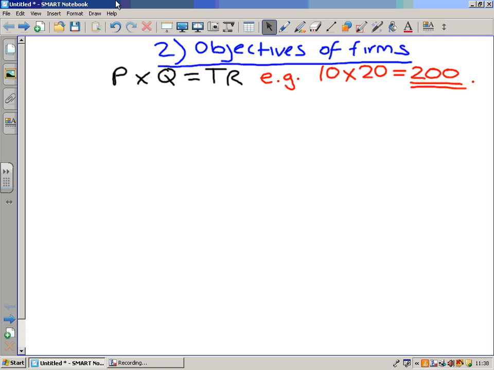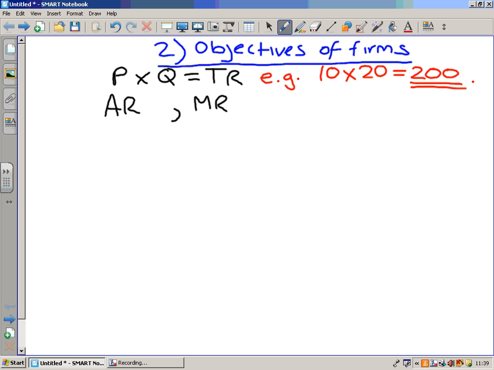I want to introduce here as well 2 other types of revenue. We've got AR, which stands for average revenue, and we've got MR, which stands for marginal revenue. Average revenue is the average money generated for each product the business sells, and we'll look at a numerical example of this in a second. MR, or marginal revenue, is the addition to total revenue of selling one more product.